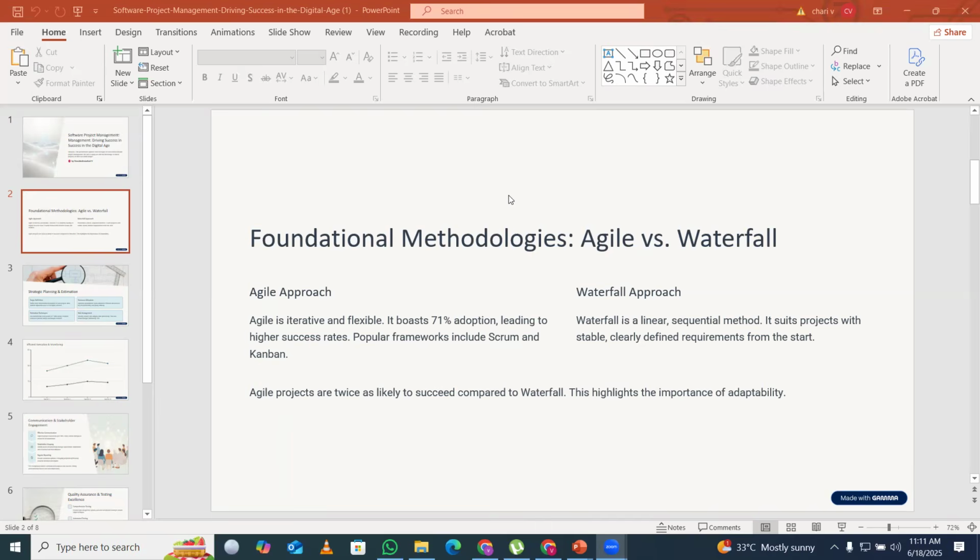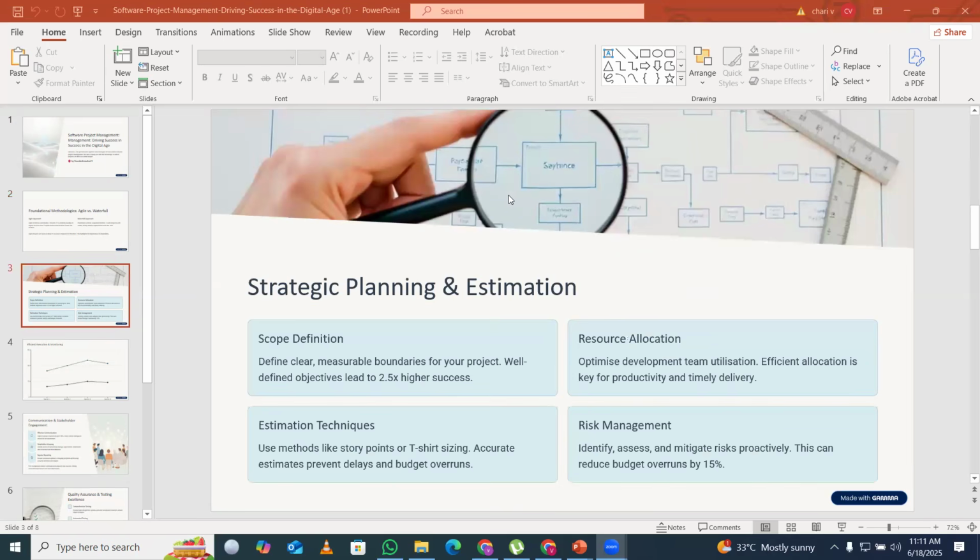Okay. And next, if you look at strategic planning and estimation, it tells us the scope definition. Meaning if you're going to develop a project, it should state how the project should be. It should define a clear understanding of the project, and we should know the measurements, that is the boundaries of the project that you're going to develop. It also should explain the well-defined objectives of the project.